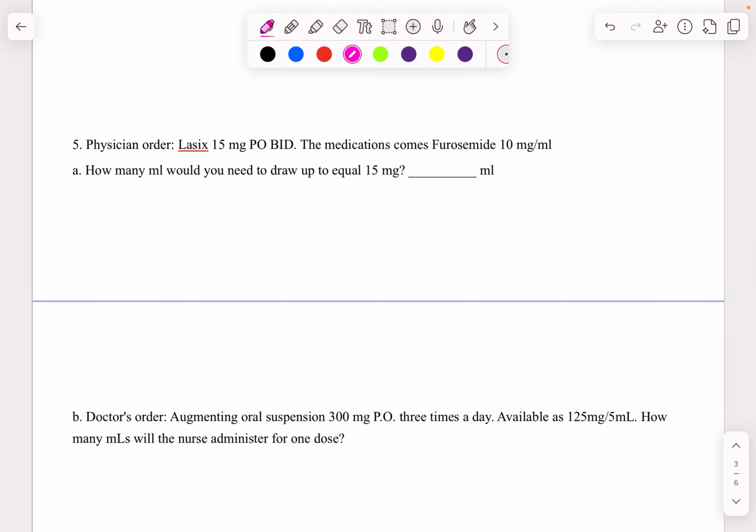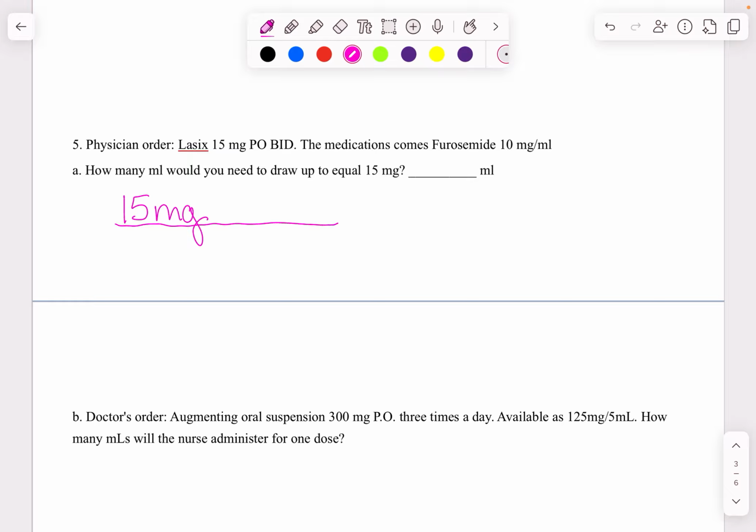The physician's order is Lasix 15 milligrams by mouth twice a day. The medication comes furosemide or Lasix 10 milligrams per ml. How many mLs would you need to draw up to equal 15 milligrams? Okay, so you could probably do this in your head, but if not, I'm going to show you how you can do it using dimensional analysis. So you know that you need 15 milligrams. So you start with the order.